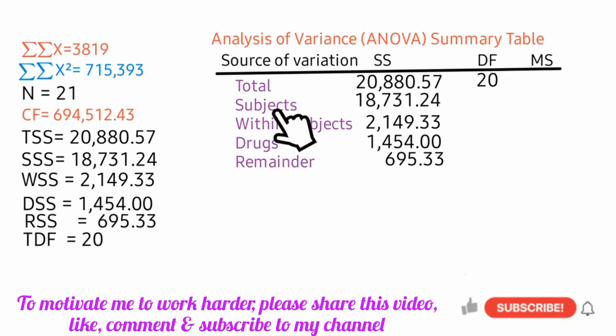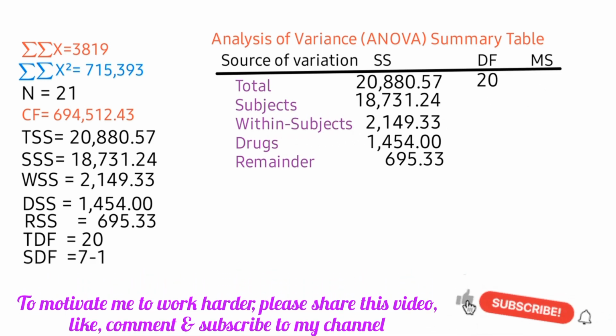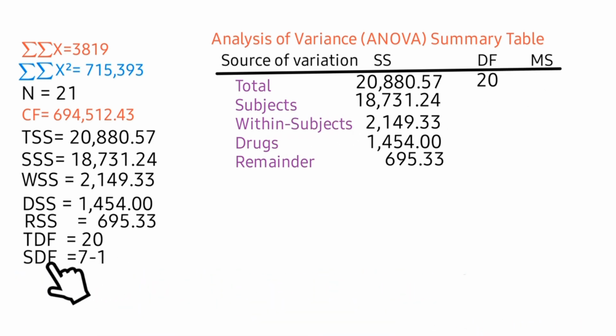Now let's calculate subject's degree of freedom. Remember, we have 7 subjects. So our subject degree of freedom will be 7 minus 1. Subject's degree of freedom, 6. Let's also calculate within subject's degree of freedom. Within subject degree of freedom equals 20 minus 6.